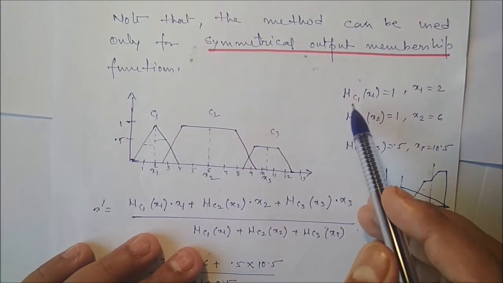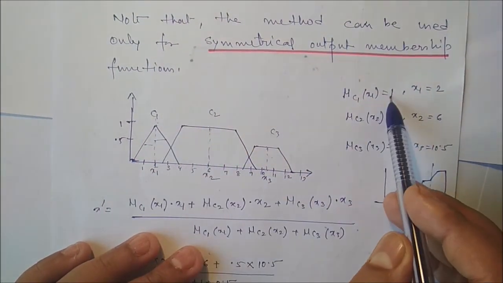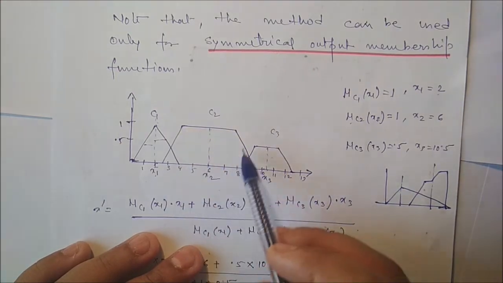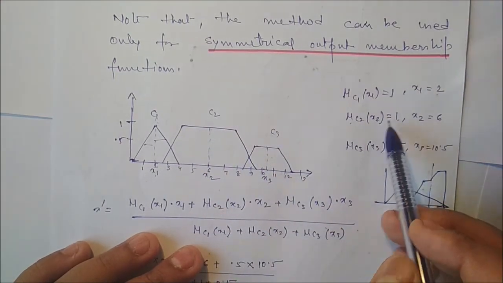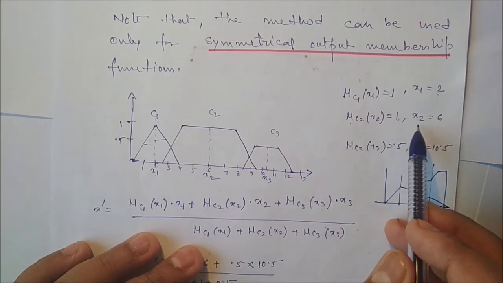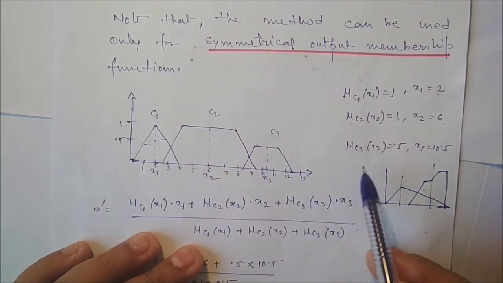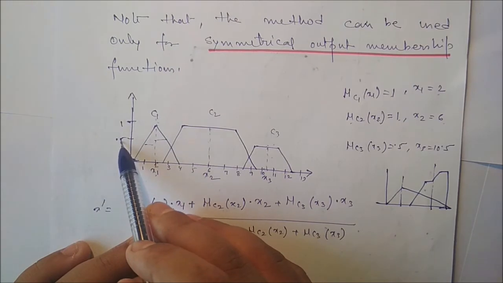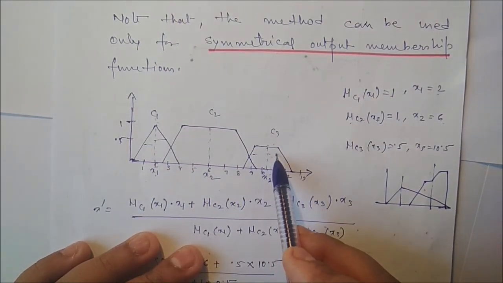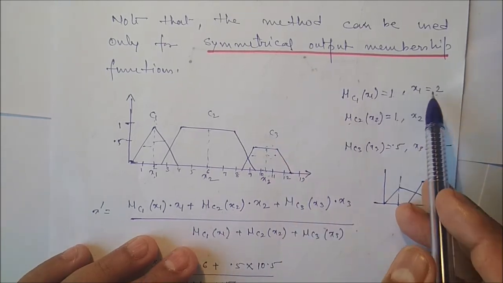So here you can see the membership value of c1 is 1, and x1 is the center point, x1 is equal to 2. For c2, the membership value is maximum, 1, and x2 is the symmetric point, x2 is equal to 6. And for c3 the maximum membership value is 0.5 at x3, and it divides into two equal parts. So we just multiply 1 into 2.